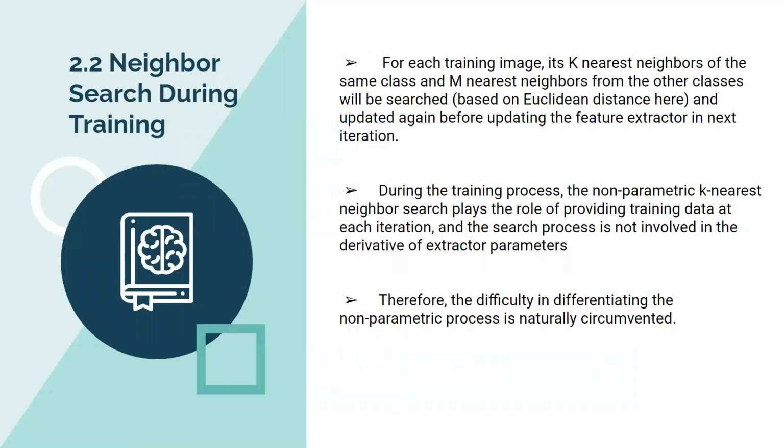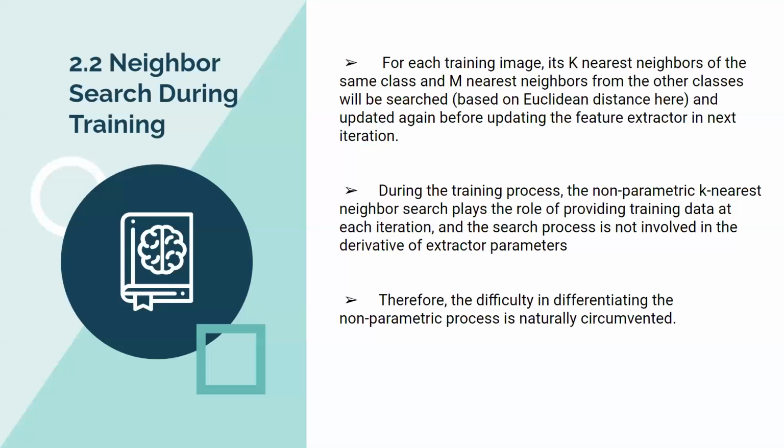And here we see neighbor sets during training. For each training image, its k neighbors of the same class and m neighbors of the other classes will be searched, as we discussed before, and updated before updating the feature extractor in the next iteration. So this is followed as a chain: searching the kNN neighbors of the same class and of the different class, taking the difference, and then updating in the next iteration.